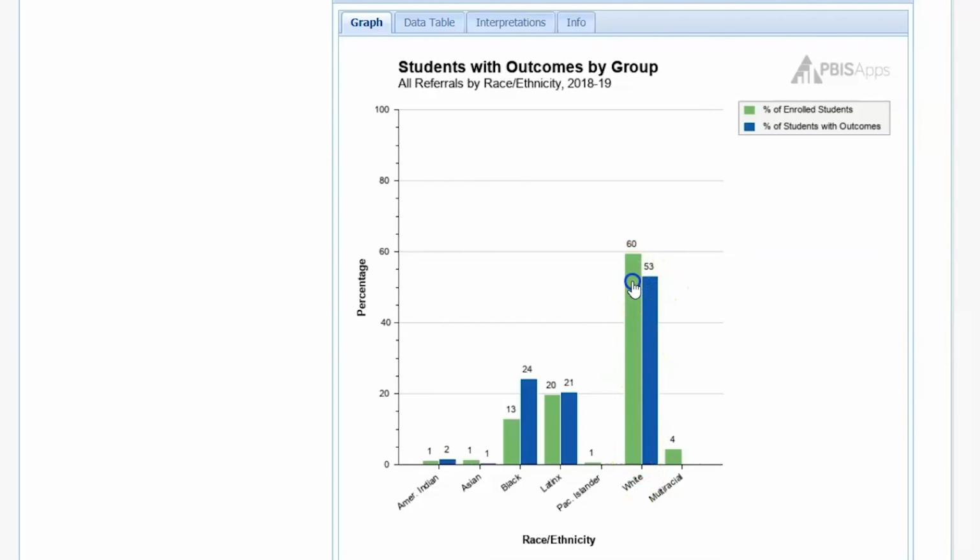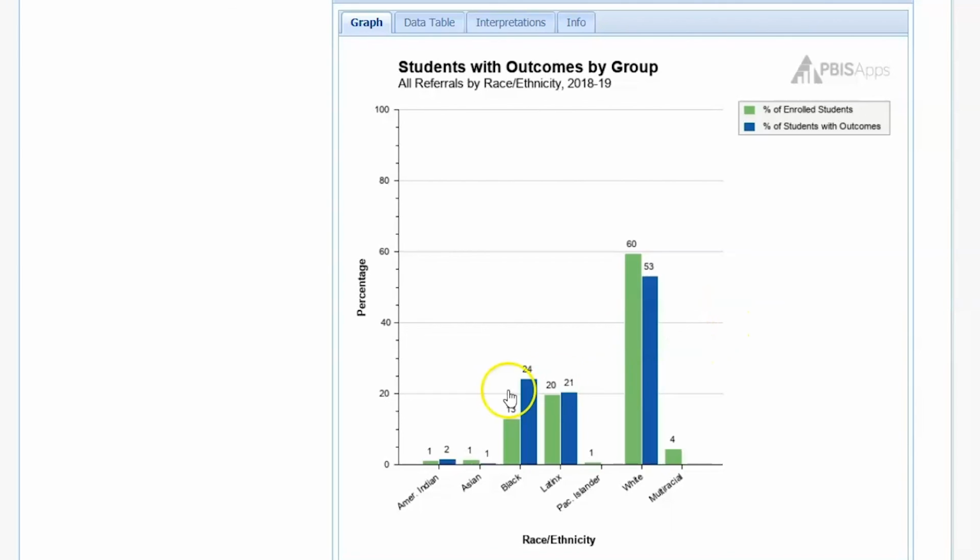We see that 60% of our total population identifies as white, but only 53% of the students who have received a referral identify as white. When I look at the population of students who identify as black, I see something altogether different, and that something doesn't seem to make sense. I know that of the total students in the building, 13% identify as black, but when we consider just those students who have received a referral, I find that 24% of that group identify as Black. So I don't have that proportionate match.